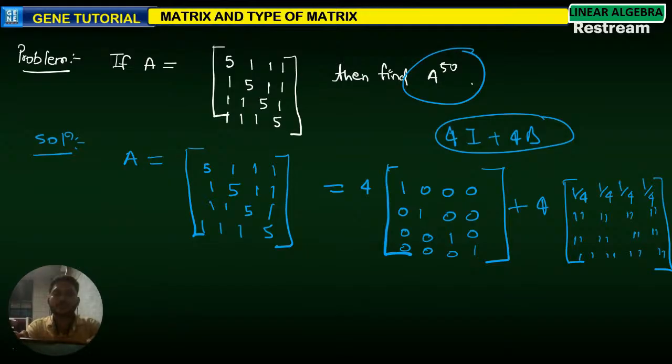Wait a minute, because I am confused about this problem. If A has these entries, then find A to the power 50. How do you find it for this problem?